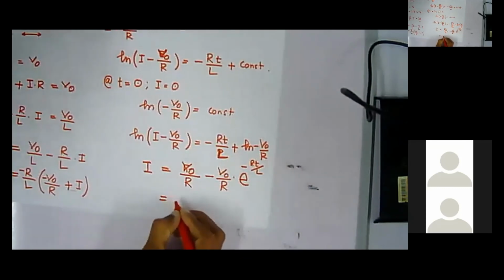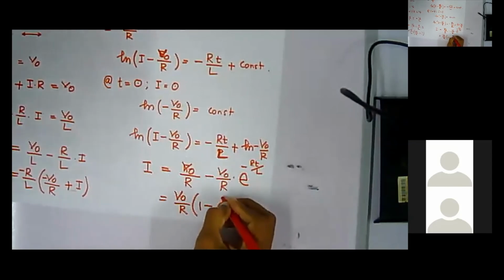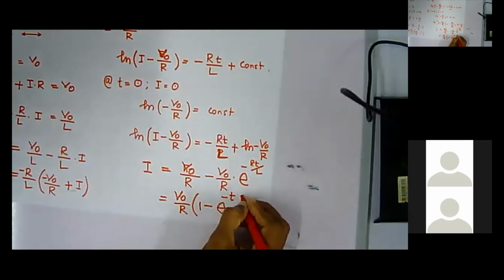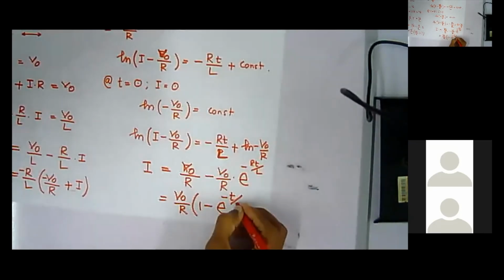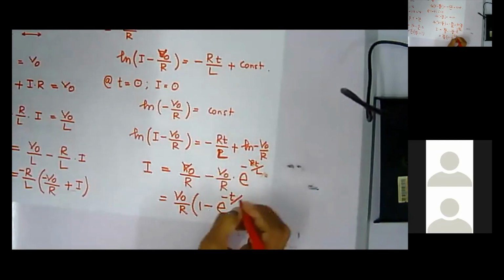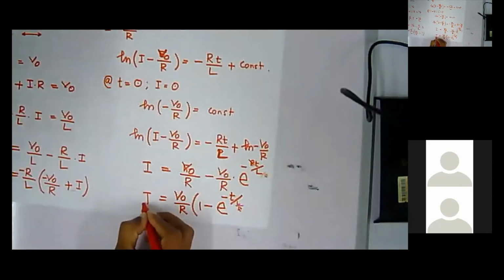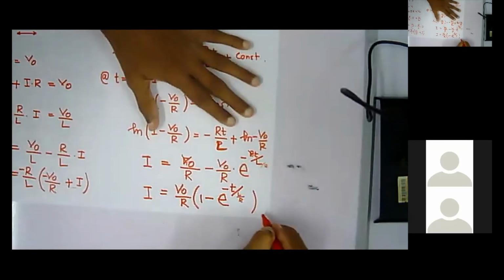Or simply we can write it as V naught by R into 1 minus e to the power minus T by, I can write it as L over R, am I right? Right, I can bring this R here, right? I can write it as T by L over R, which is equal to your current I, right? So this is your current through an inductor, right?